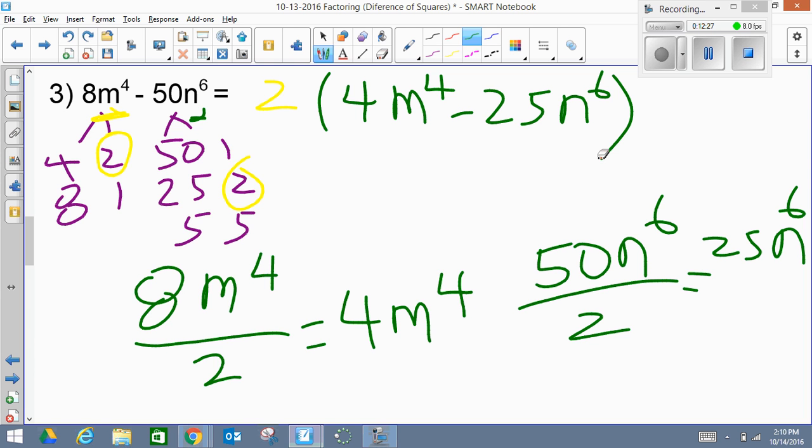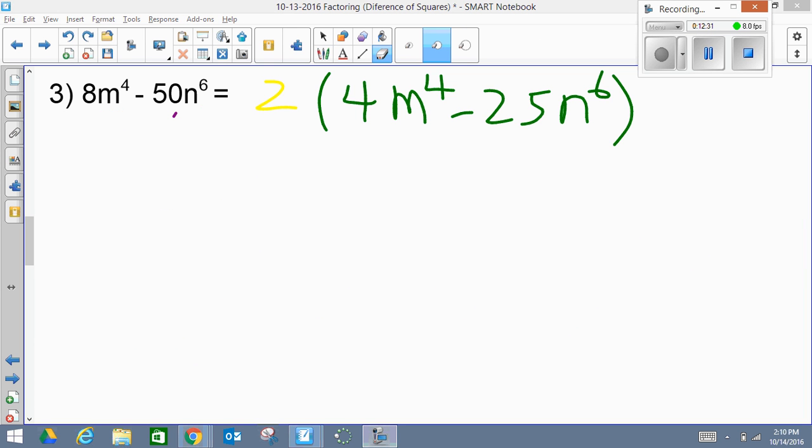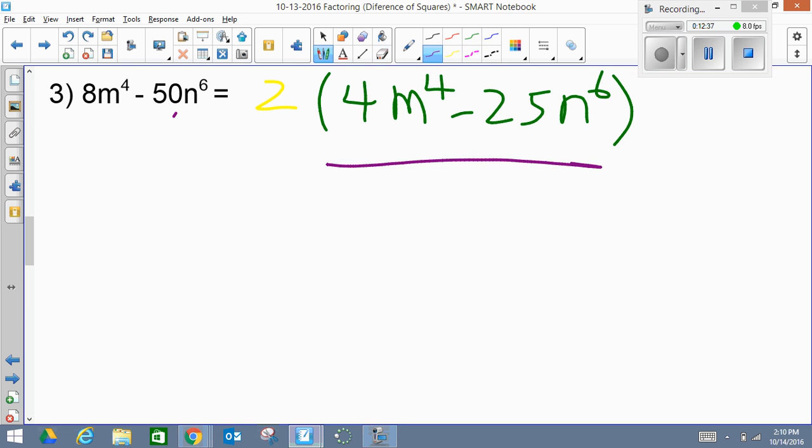First step. Next. I want to make sure that I'm done factoring, so I need to check inside the parentheses. So I come over here and check the parentheses. Oh, I have a minus in between. There's a minus, that could be a difference of squares. Let's check each term. 4, perfect square. M to the 4th, perfect square. Why? Because it has an even exponent. Every time we have a variable with an even exponent, that's considered a perfect square. Next, second term. 25 is a perfect square. N to the 6. It has an even exponent, so it's a perfect square as well. So that means I have one more step to do, which is a difference of squares.